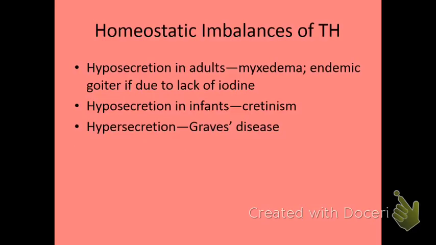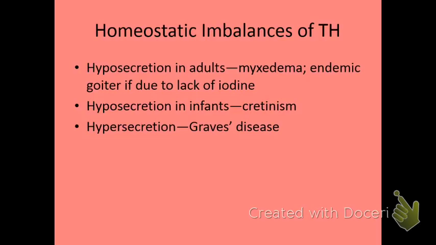Now, with thyroid hormone, we have hyposecretion in adults, which gives a disease called myxedema, and endemic goiter, which is due to a lack of iodine. I'll show you some pictures here in just a second. And we have hyposecretion in infants, which gives you cretinism. Yes, there are certain things people call cretins.